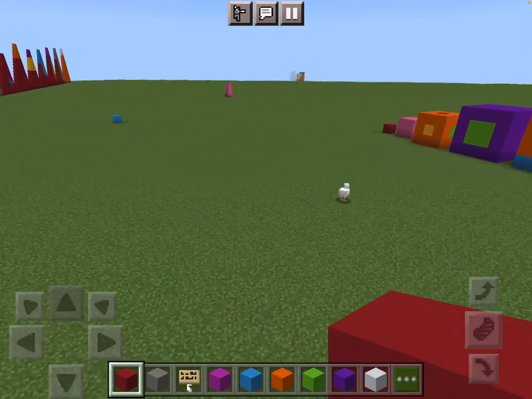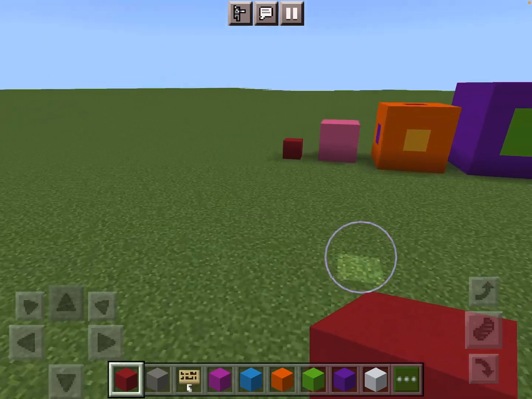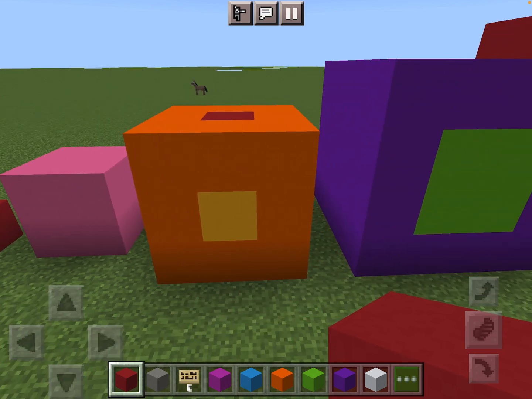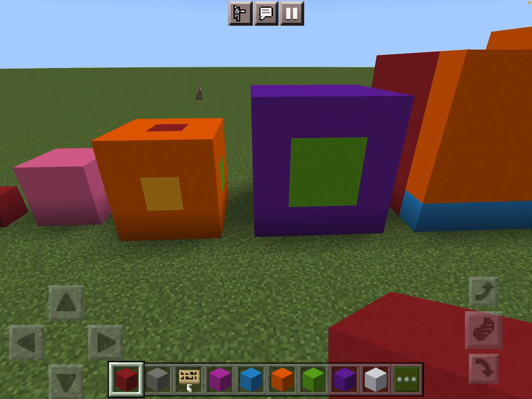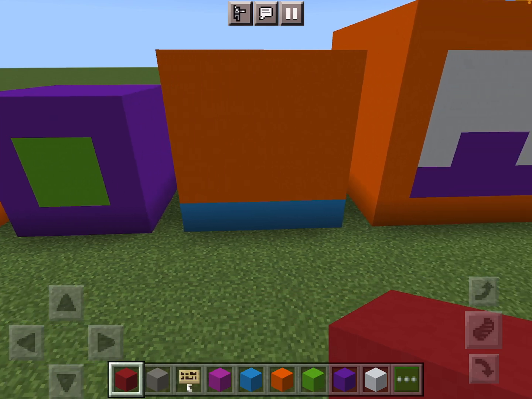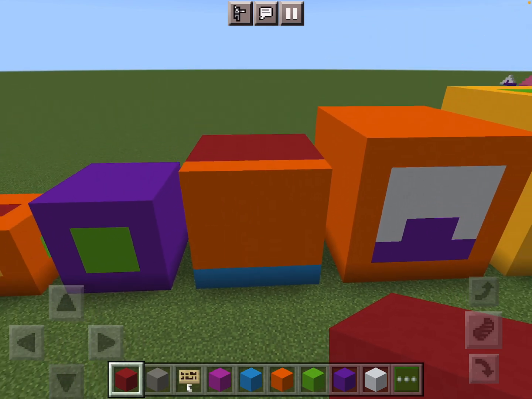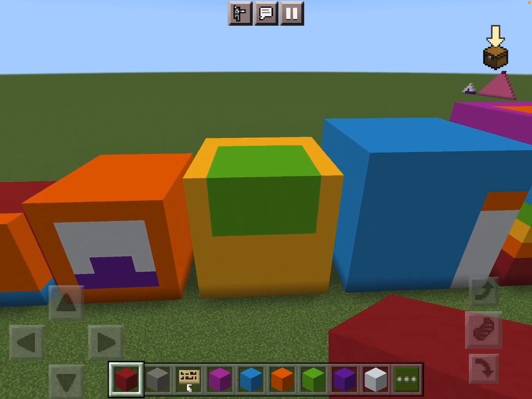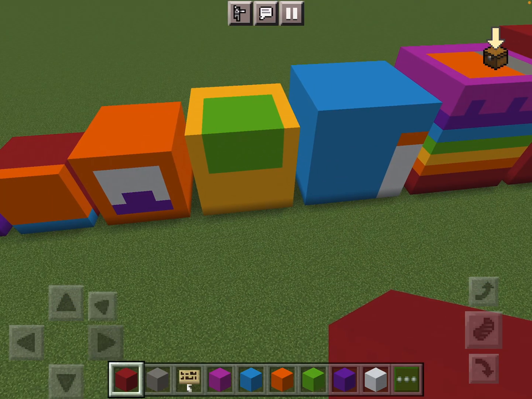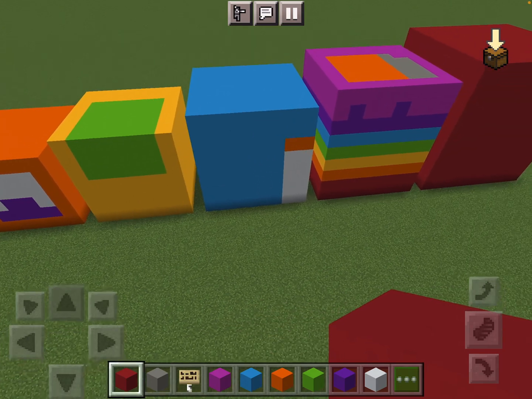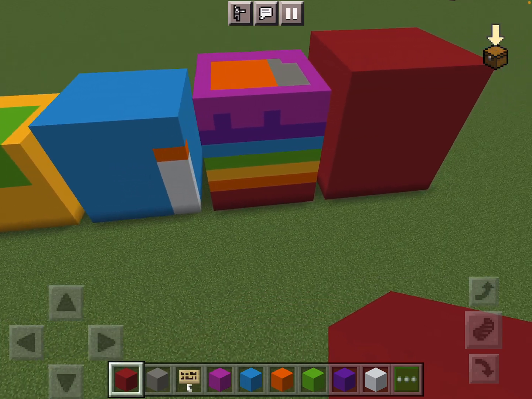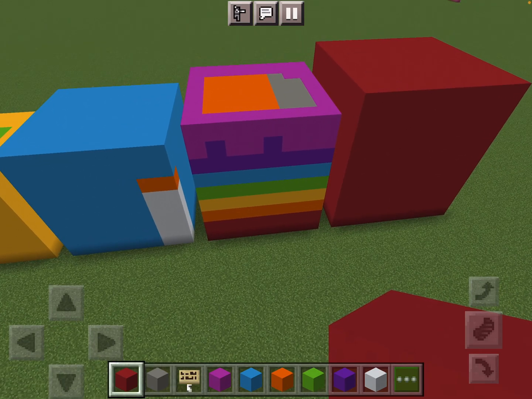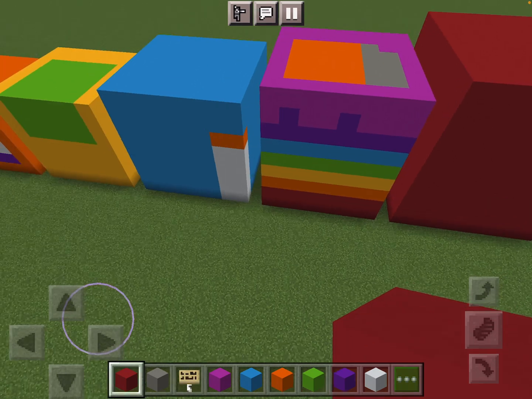So, one is one. Then we have 8. 27. 64. 125. 216. 343. 512. 729. And 1000.